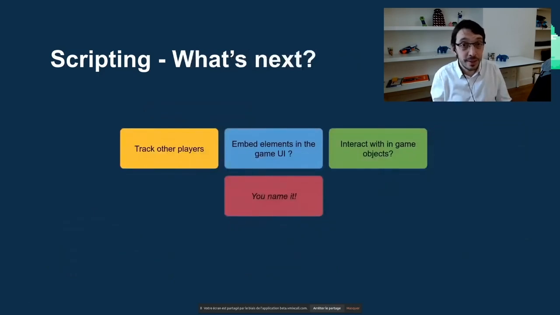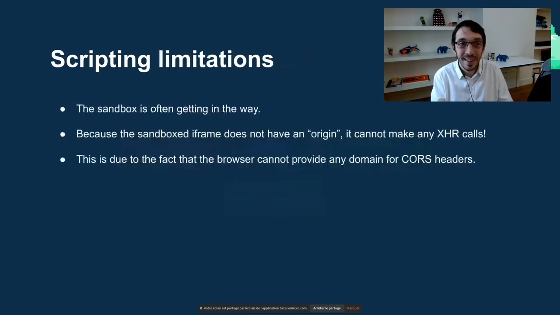We have a lot of things to add in the scripting API. We still need to be able to track other players. Really, really a lot of things to do. But the cool thing is that the community understood that, and most of the pull requests received from the community are now made to change the scripting API and to allow everybody to have fun and to build cool stuff with it.